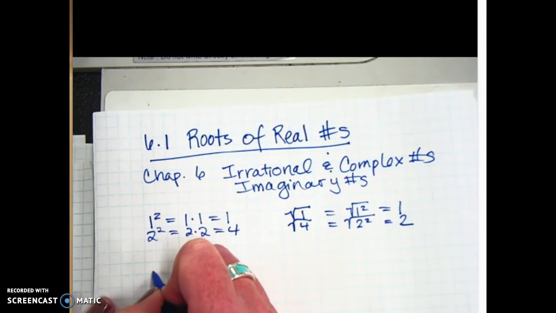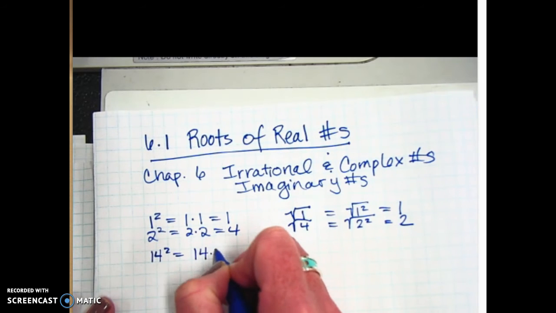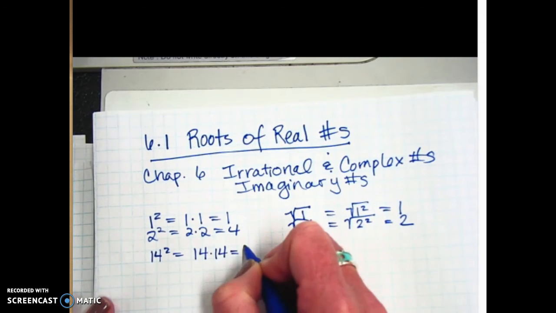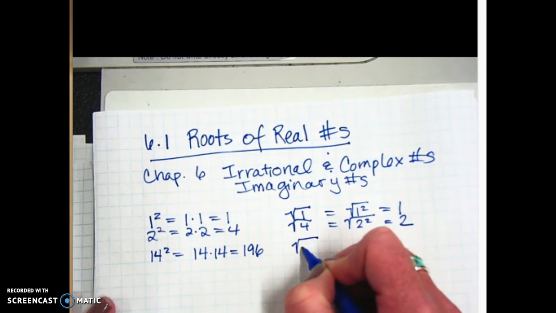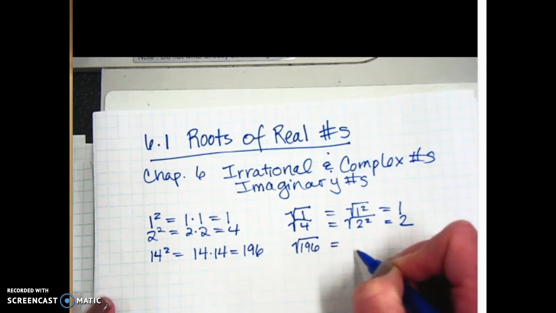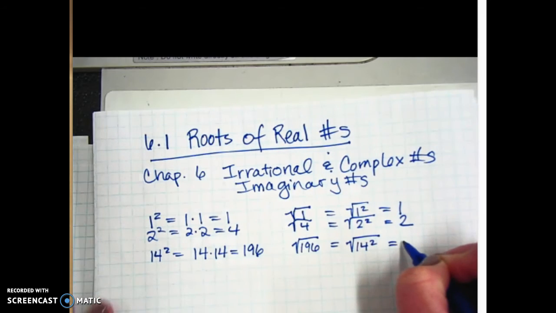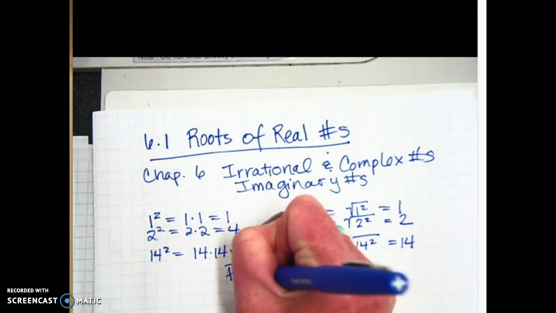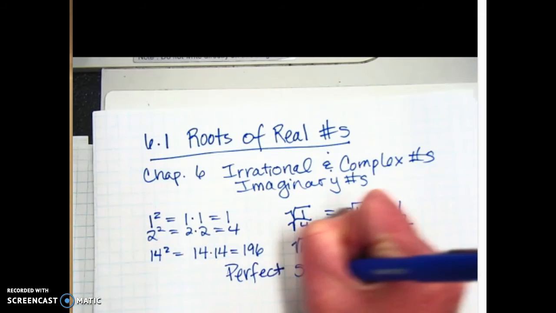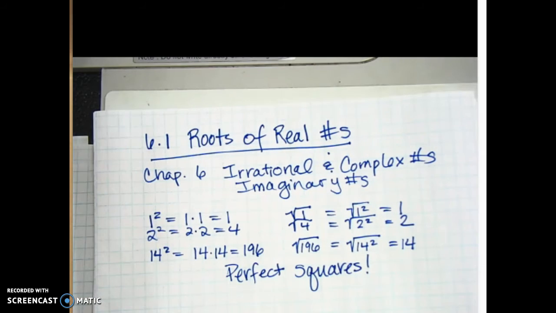Let's jump down to 14 squared. 14 squared is 14 times 14, which is 196. So if you see the square root of 196, that means the square root of 14 squared, so the square root is 14. These are what we call perfect squares. What makes them perfect? They don't have decimals. They are whole numbers.